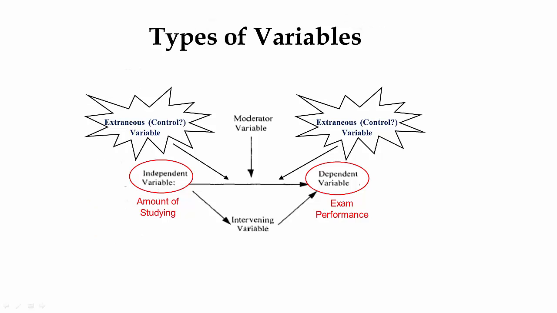So in that wee diagram there, that is the intervening variable. As you can see, the independent variable affects the intervening variable, which then affects the dependent variable. In other words, you could argue that the amount of studying does not directly lead to exam performance, but that it does so through the intervening variable of long-term memory improvement.